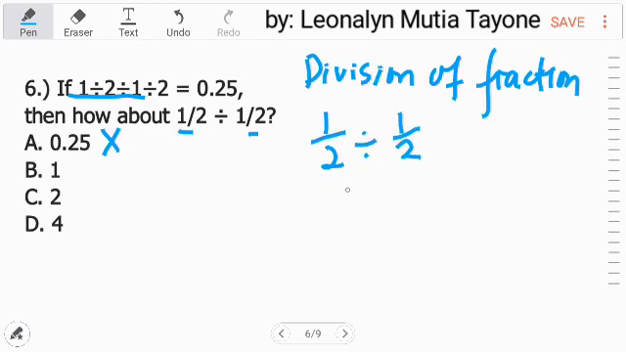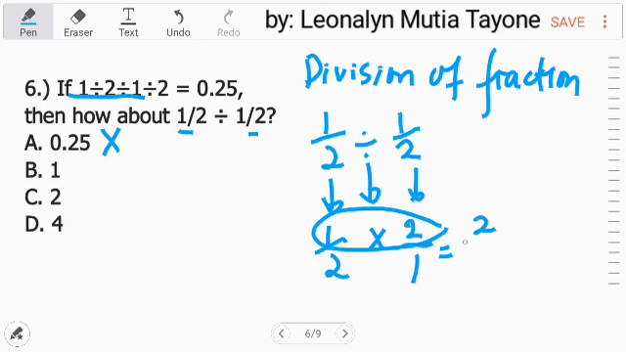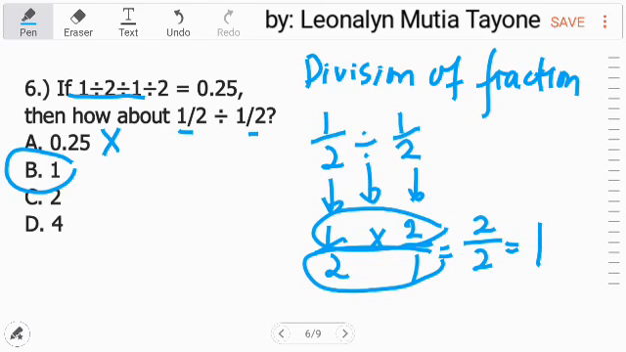kopyahin muna natin. Ito, yung dinidivide natin, kukopyahin lang siya. Si division maging multiplication at ang reciprocal ng divisor natin 2/1. So, pwede na natin siyang isolve. This is 2. 2 times 1 equals 2. So, 2/2 is equals to 1. So, ang sagot dito ay letter B.